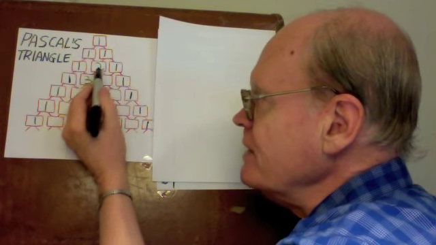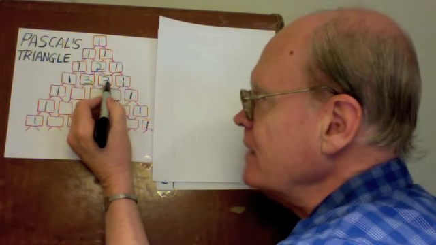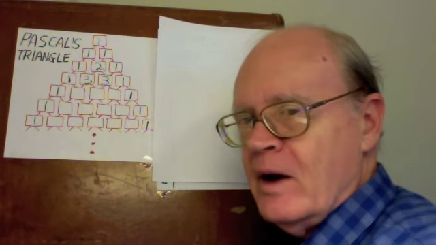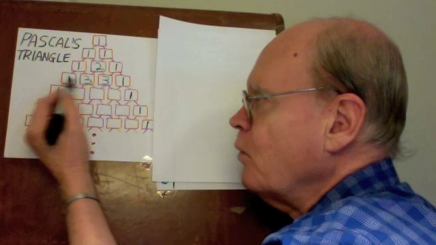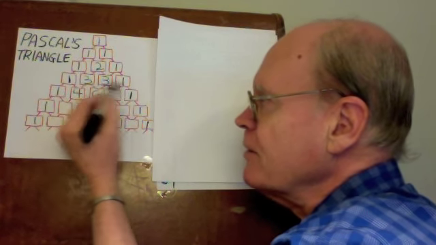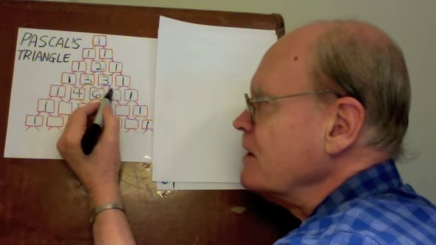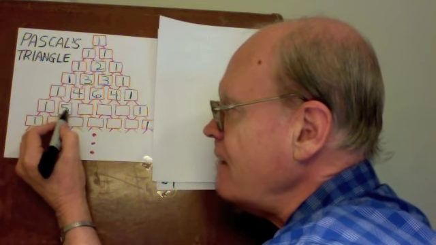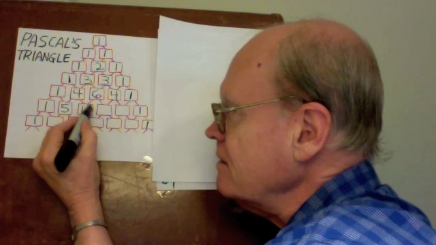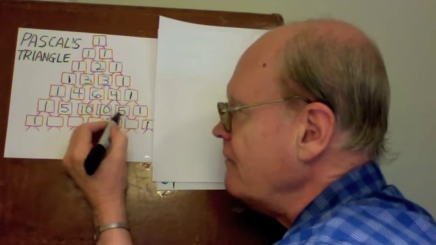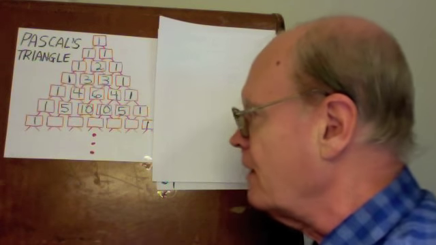1 plus 2 is 3, 2 plus 1 is 3, and so we have on this row 1, 3, 3, 1. On the next row, 1 plus 3 is 4, 3 plus 3 is 6, 3 plus 1 is 4, and so the next row reads 1, 4, 6, 4, 1. The row below that, 1 plus 4 is 5, 4 plus 6 is 10, 6 plus 4 is 10, 4 plus 1 is 5. And so we have 1, 5, 10, 10, 5, 1.